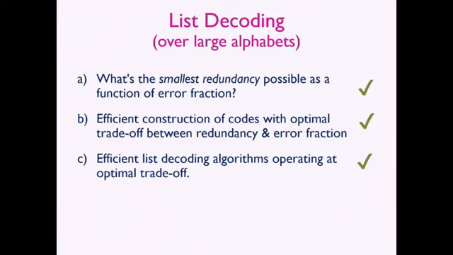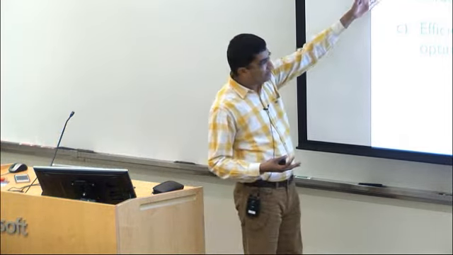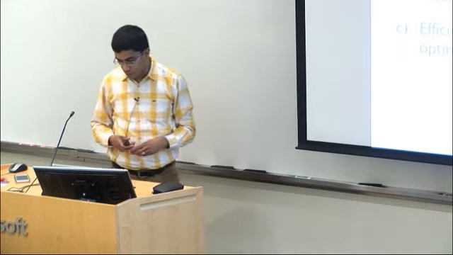Okay. So that's list decoding, but the point I want to get across is that in this three-part thing, we know the best redundancy you can get, which is as small as the error fraction, and we also have nice codes which allow us to approach that trade-off along with efficient algorithms, at least theoretically. Okay. So everything is polynomial time.